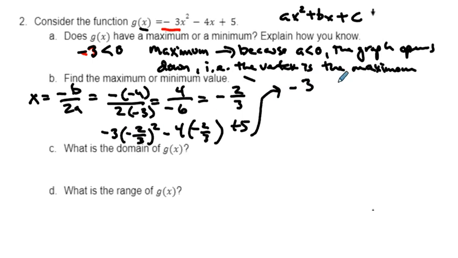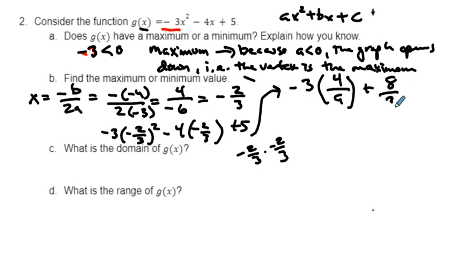So we are going to have negative 3 times negative 2/3 squared, which is basically negative 2/3 times negative 2/3. Negative times negative is positive 4, and 3 times 3 is 9. So we have negative 3 times 4/9. And then we have a negative times a negative here, so it's going to be a plus, and then 4 times 2 is 8/3, because it's 4 over 1, and 1 times 3 is 3. And then plus 5.